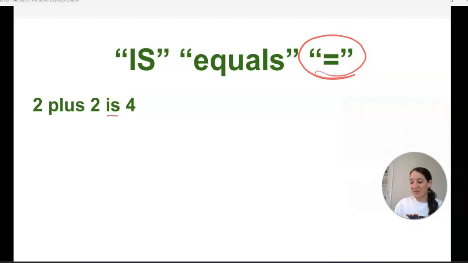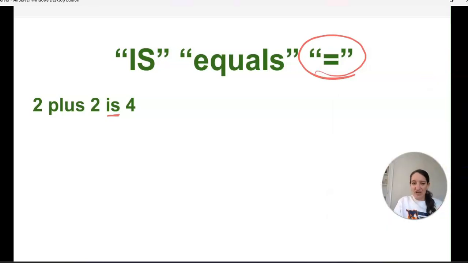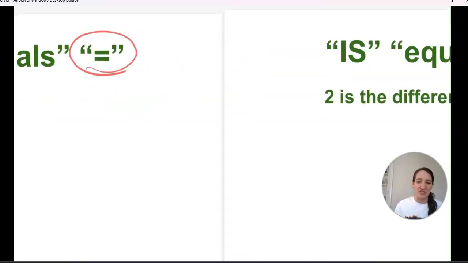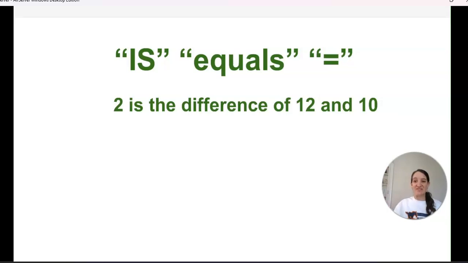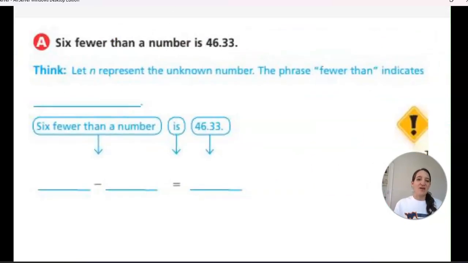And so we're probably including the word is. 2 plus 2 is 4 would look like 2 + 2 = 4, right? That's how you would say it in English. It's how it would be translated into an equation. Or if you have 2 is the difference of 12 and 10, you would write that as 2 = 12 - 10. You know the difference is subtract, right? The difference of 12 and 10. So the only thing new is that we are including also what the answer is, or the other side of the equation.